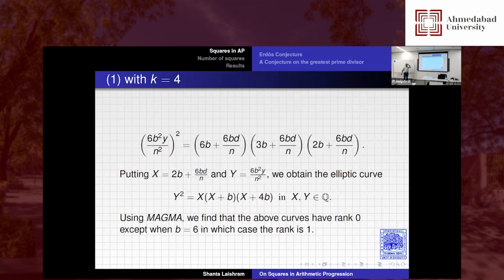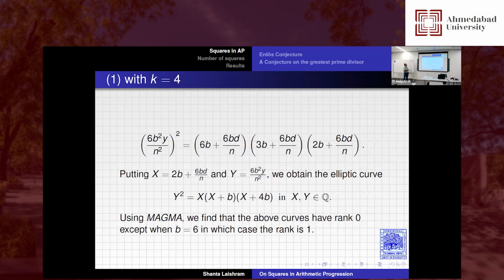Elliptic curves are curves of the form y squared equals f(x), where f is a cubic whose discriminant is non-zero, and this is well studied. The points on an elliptic curve have something called torsion points, points of finite order, and points of infinite order. So we have such results. I won't go much into it.